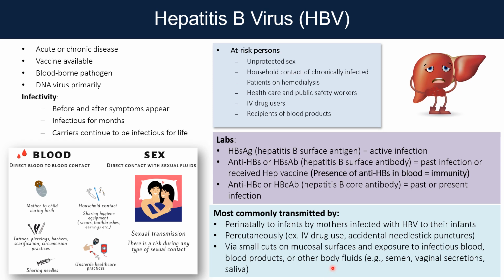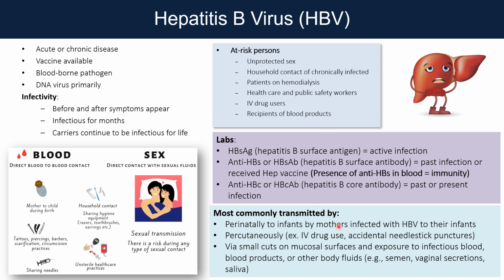Then we move on to hepatitis B. This one could be an acute infection or a chronic infection, and again, this one also has a vaccine. The people that are at risk are those that have unprotected sex, those who live in a household and are in contact with somebody who is chronically infected, patients who are on dialysis, IV drug users, healthcare workers like you, and recipients of blood products.